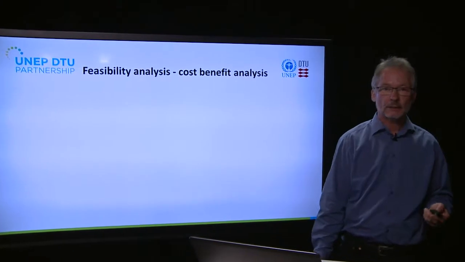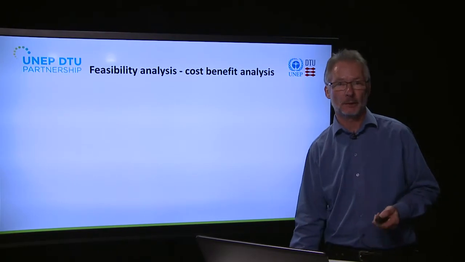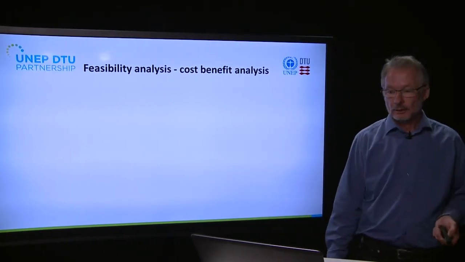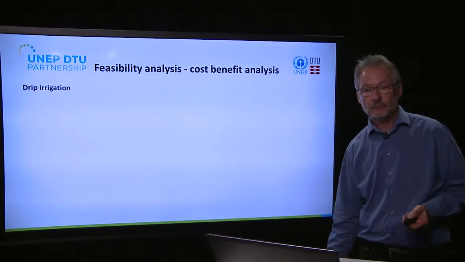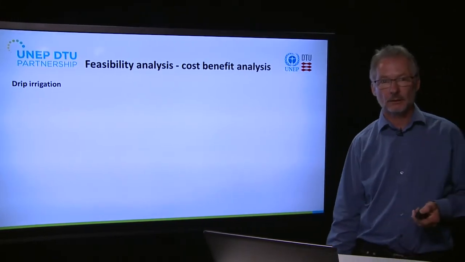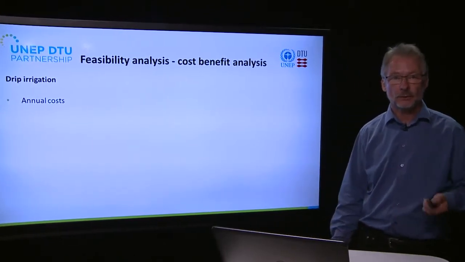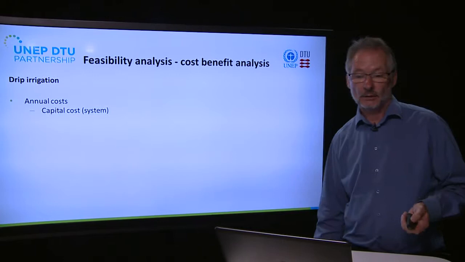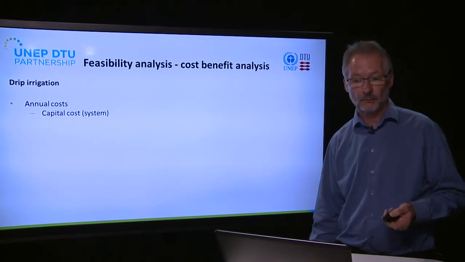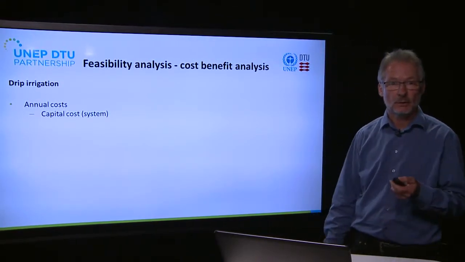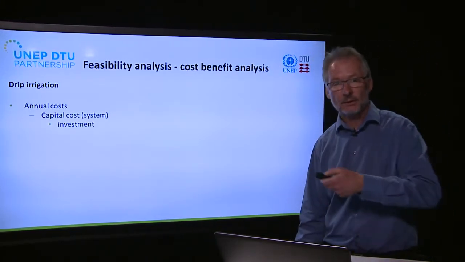So how do we actually conduct such a feasibility analysis or simple cost-benefit analysis? To illustrate that, I will use the case of drip irrigation. When doing economic assessments, we start out with the cost elements. We calculate the annual cost, which consists of one part, the capital cost for the whole system. So this is the capital cost for, in this case, the pipes, the pump, and maybe even the well. So this is the investment part.